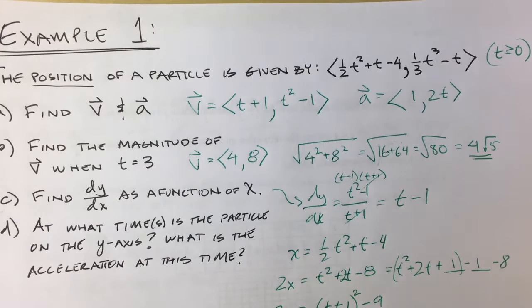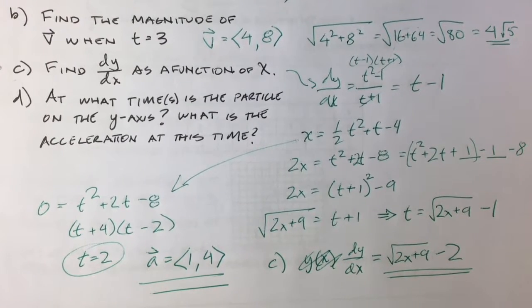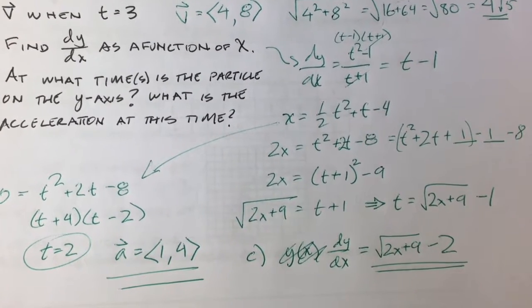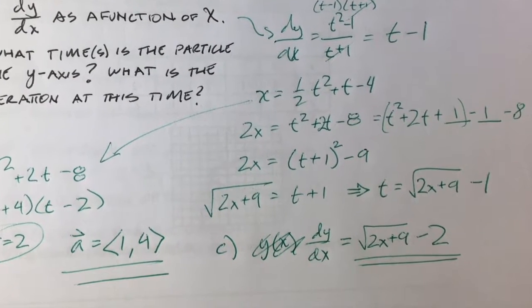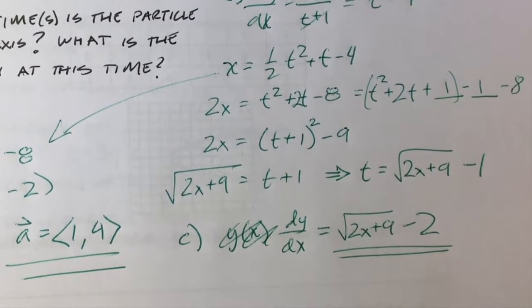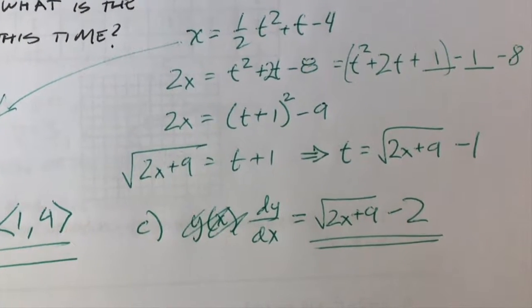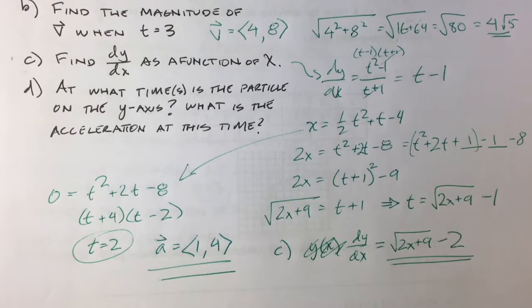All right, so what do I do then? I am going to sub this back in up there, and so my final answer for part C is that y as a function of x, actually this will be the velocity. I'll say dy/dx as a function of x is going to be the square root of 2x plus 9 minus 1 minus 1 more. So that would be it.